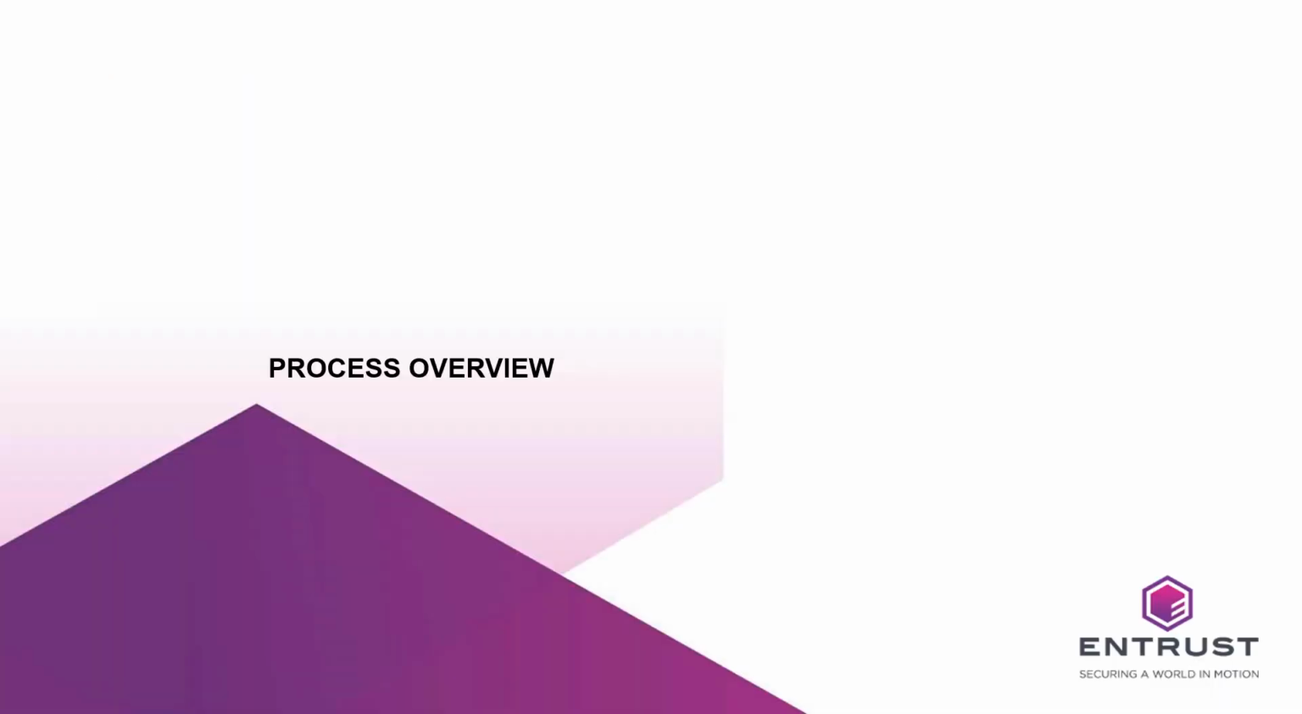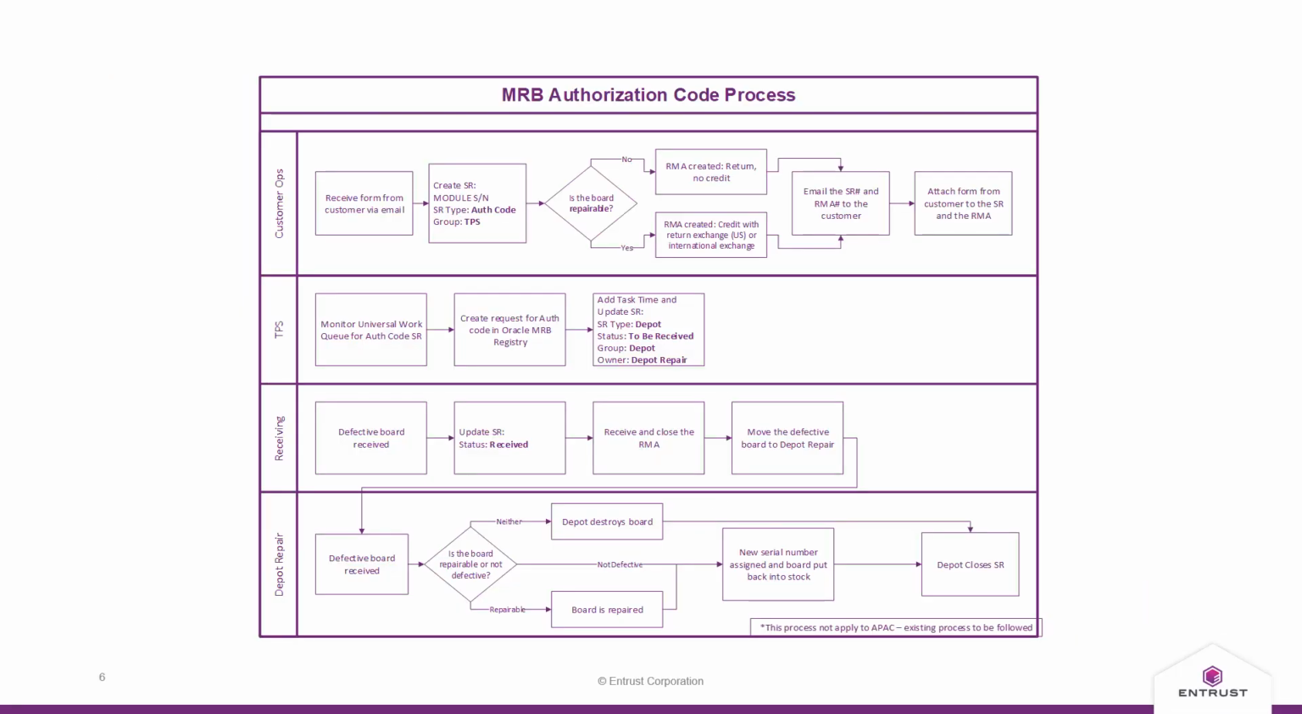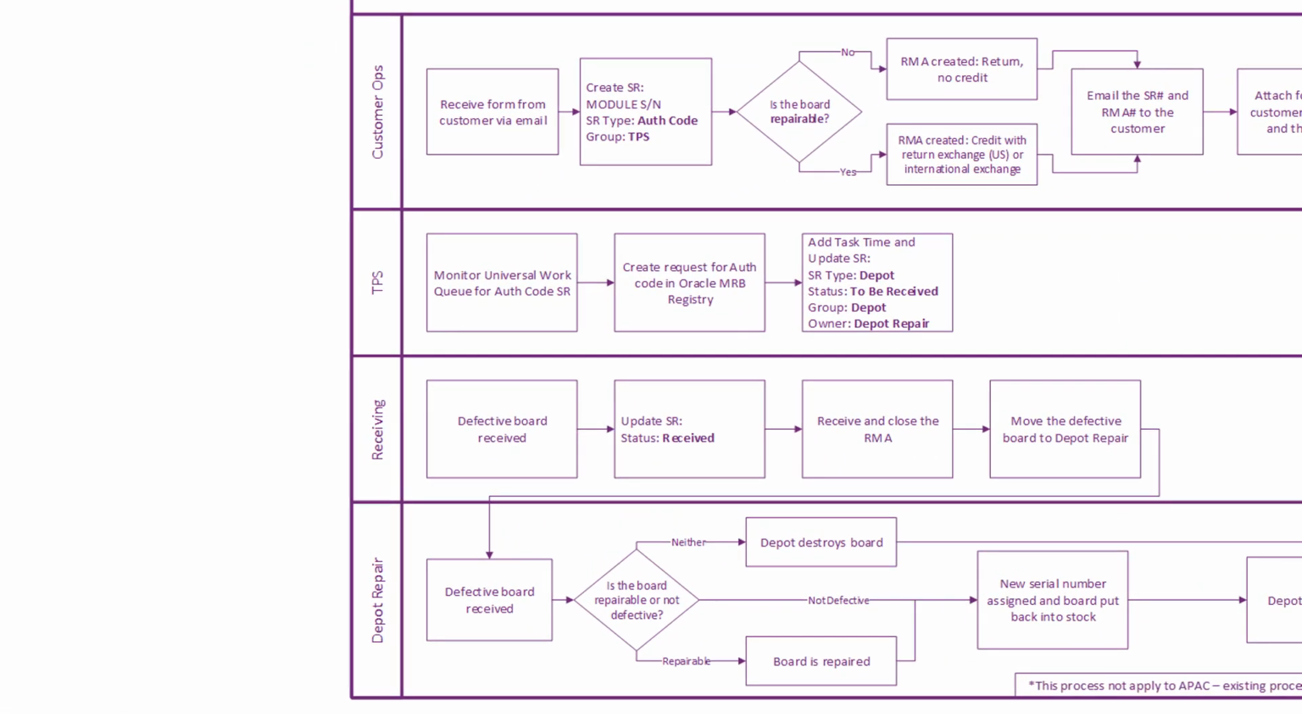Authorization code request process. Four departments within Entrust are involved with the processing of a returned module registration board. Customer operations. Technical phone support. The warehouse receiving group. And finally depot repair.